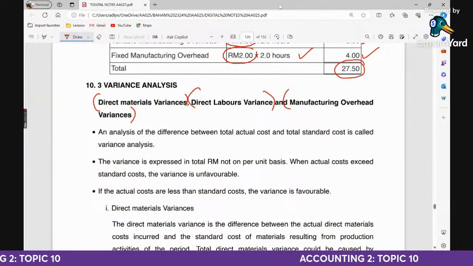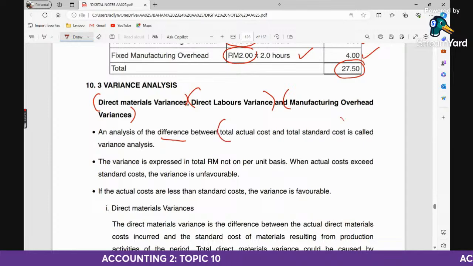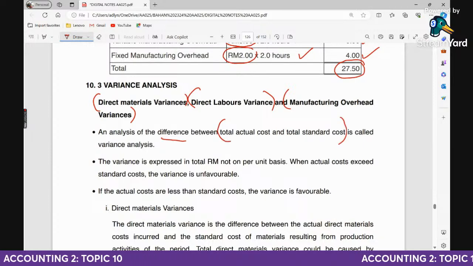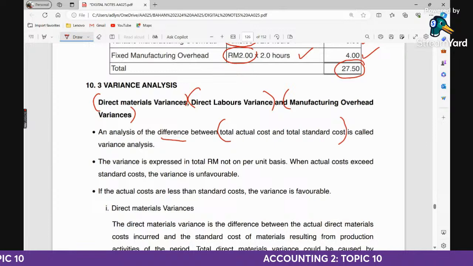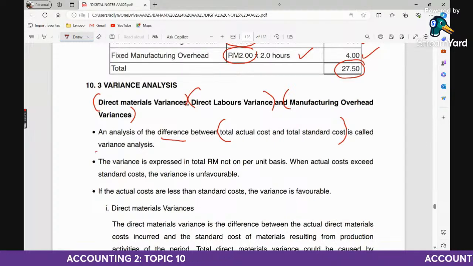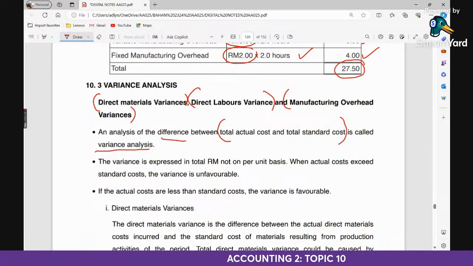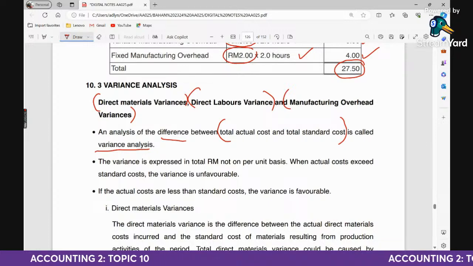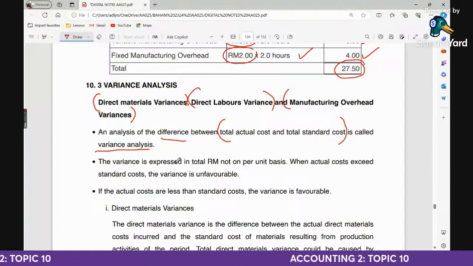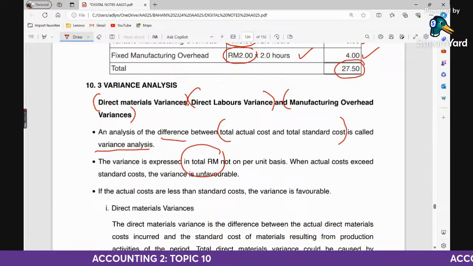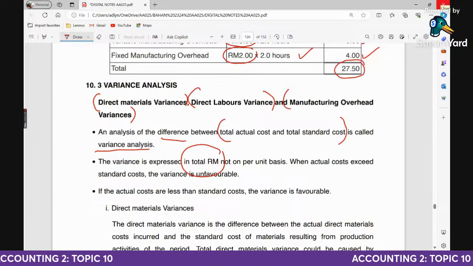Okay, so analysis ni adalah untuk lihat perbezaan di antara actual cost dengan standard cost. Okay, so the difference between total actual cost dengan total standard cost, okay, beza itu kita panggil sebagai variance. Okay, and process you melihat perbezaan tersebut is actually an analysis. That's why we call it variance analysis. Okay, so variance ni, okay, jawapan dia adalah dalam bentuk RM. Okay, sebab kita sebenarnya melihat perbezaan kos.